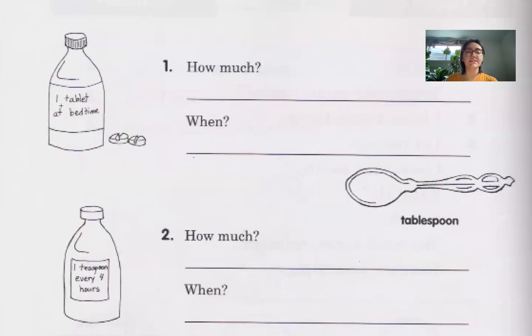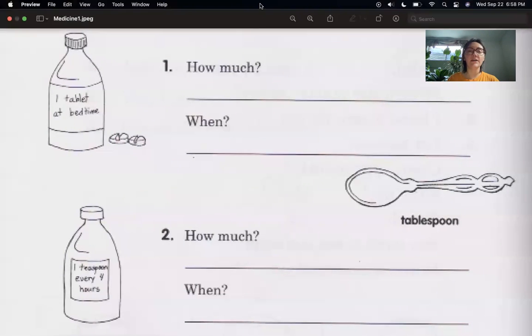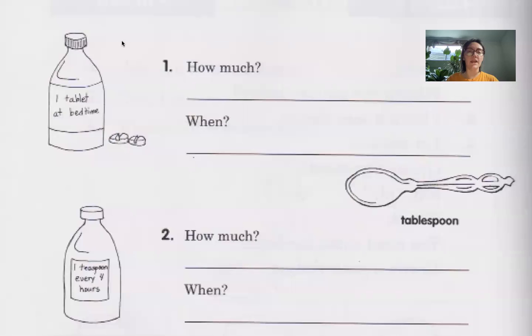So this first one we want to look at is how much. And this is one tablet at bedtime. Bedtime is when you go to sleep, right? So it says how much. We can go ahead and write how much: one tablet. When: we can say at bedtime.